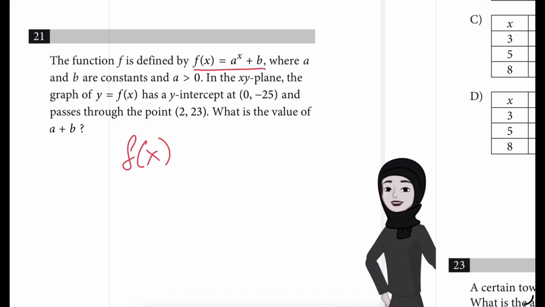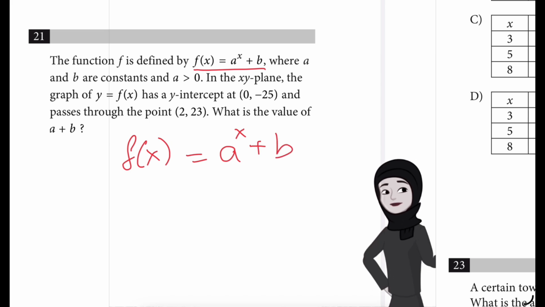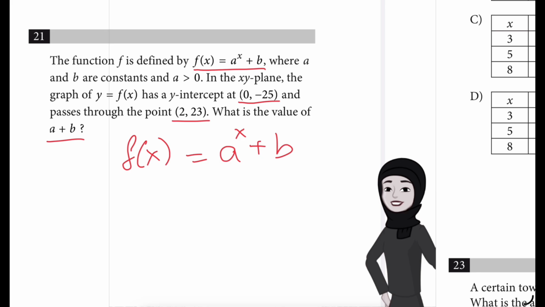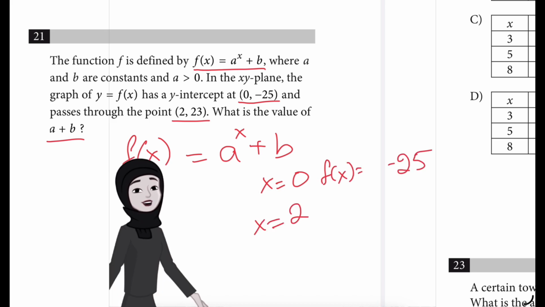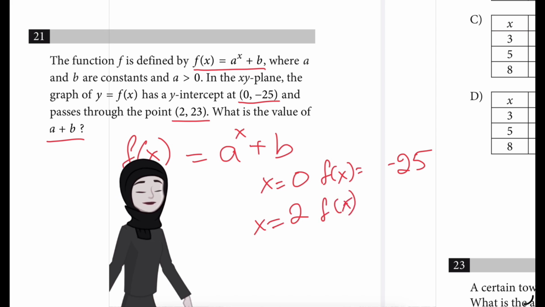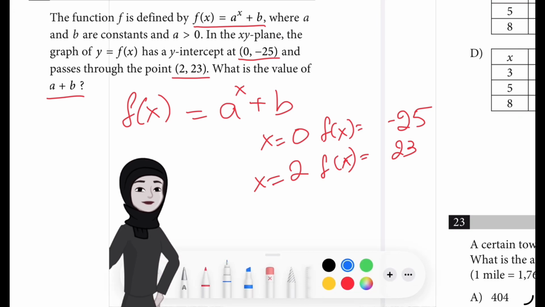So this is a function f of x, and it has two constants a and b, and they want us to figure them out and add them up. A plus b is the value they want. Now, what they have provided is two sets of input and output. When the input x is 0, f of x is negative 25. Another input and output: x is equal to 2 and f of x is equal to 23. If we plug these in, we can probably get the value of both a and b. So let's start off with the first input and output.